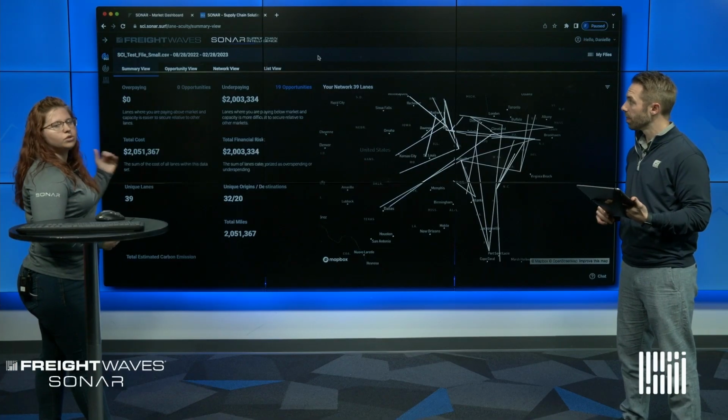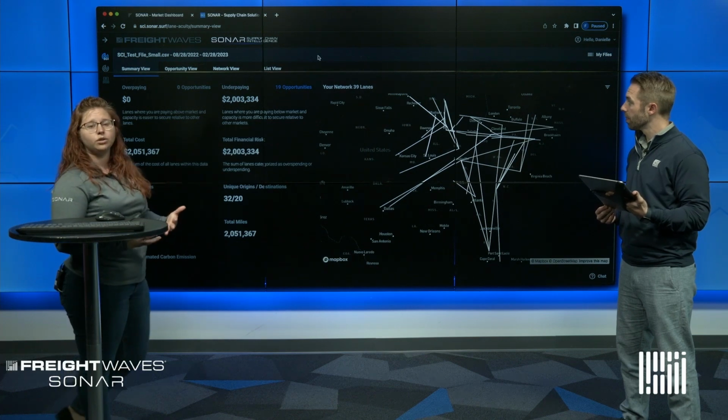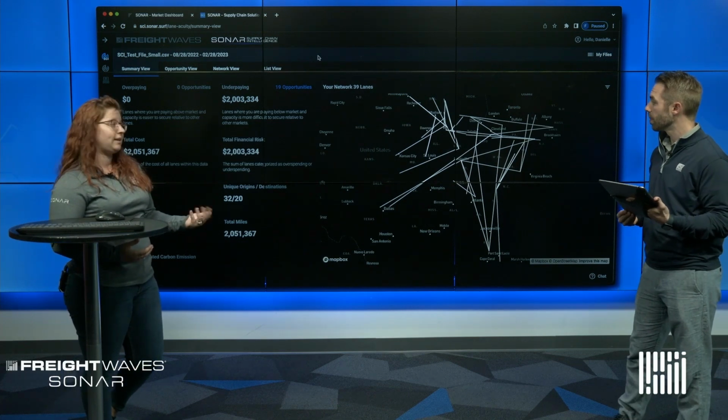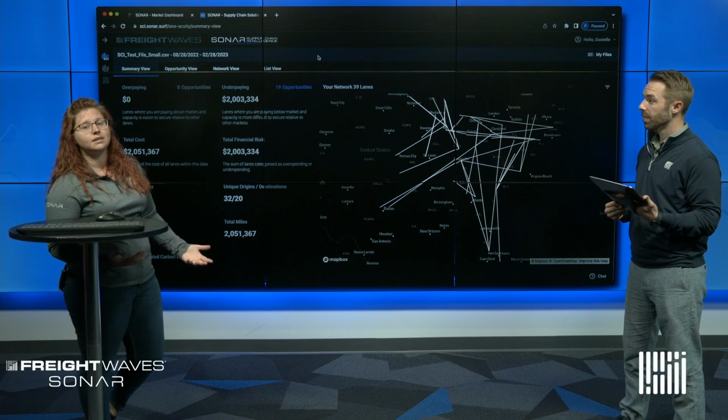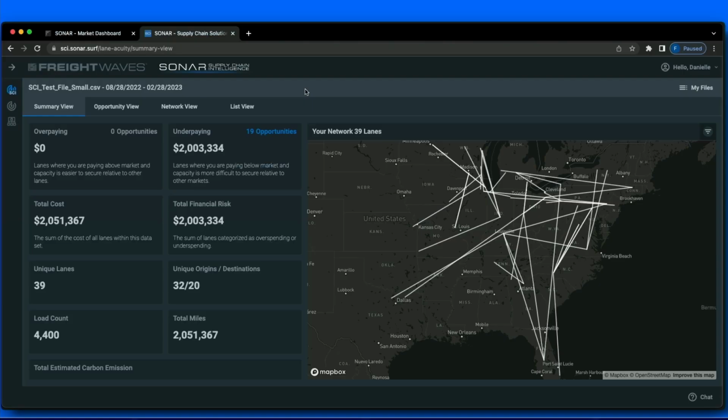We break out the total cost. We break out the unique lanes, your load count, as well as provide you an estimated total carbon emissions that those lanes will be using. We also identify the total financial risk, and this is identified through lanes that maybe you're overpaying or potentially underpaying on, and receiving some poor service for in some instances. So you're able to really dive in and do as deep of an analysis as you're wanting to do with this tool.